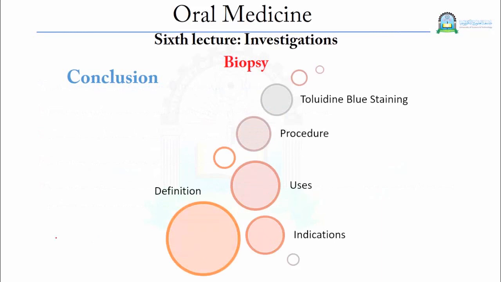In conclusion, we have defined the biopsy and listed the indications of biopsy, and also we have mentioned the uses of biopsy and explained the procedures of each type of biopsy. And then we talked about the stains that can be used to determine the tissues which must be biopsied.